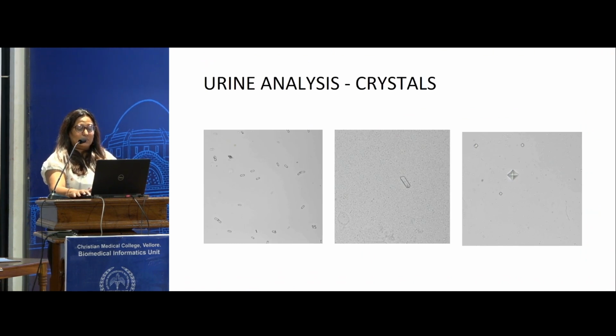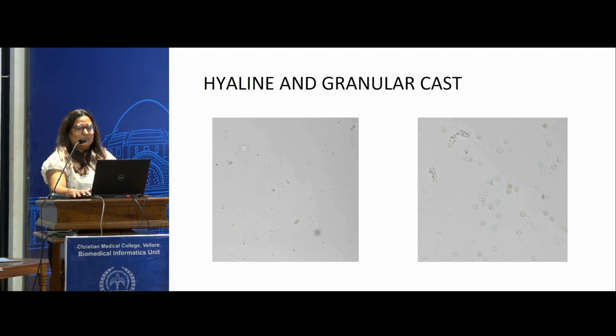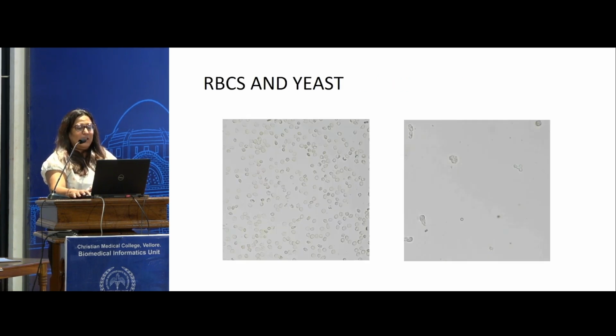As my colleague was discussing, we are venturing into urine analysis as well, and these are the images that we have taken. Crystals can be picked up, even hyaline and granular casts, which are important in nephrological conditions. RBCs and some of the other elements can also be picked up.